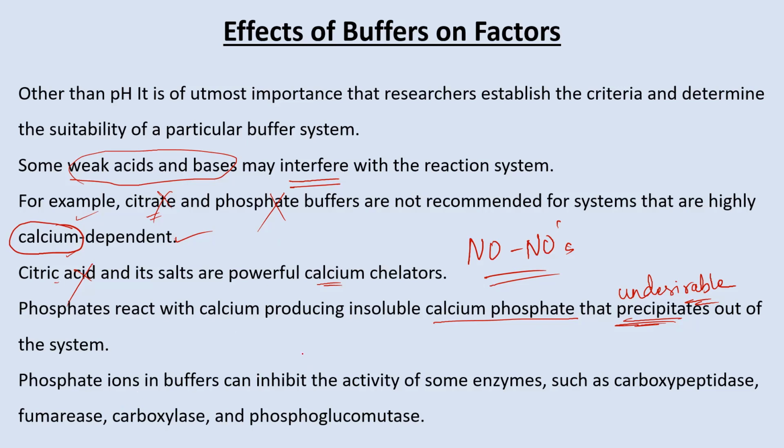Phosphate ions in buffers can inhibit the activity of some enzymes such as carboxypeptidase, fumarase, carboxylase, and phosphoglucomutase. So phosphate buffers are usually preferred, but if you're working with amylase, which is comparatively robust, or lipase, or some proteases, you can use phosphate buffer, but this cannot be applied to all of them.